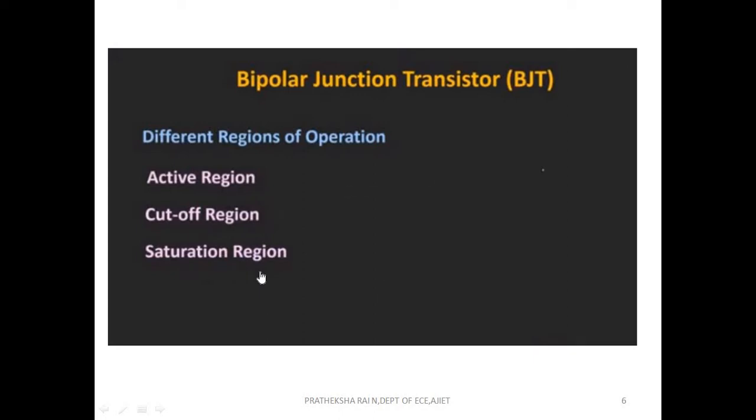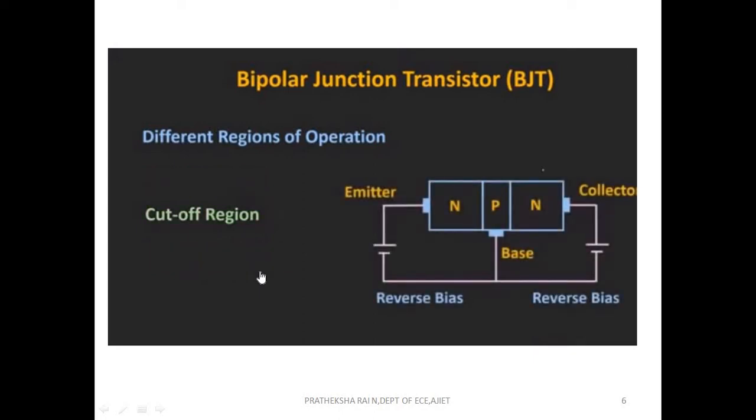Similarly, in the cutoff region, both base emitter junction and the base collector junction are reverse biased. So to operate the BJT in this region, the emitter voltage should be greater than base voltage and at the same time the collector voltage should also be greater than base voltage.